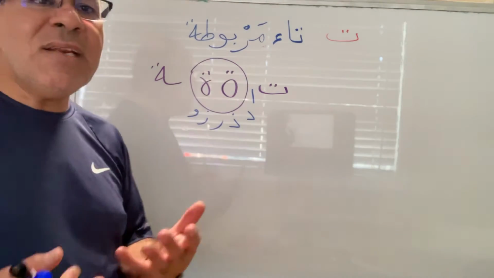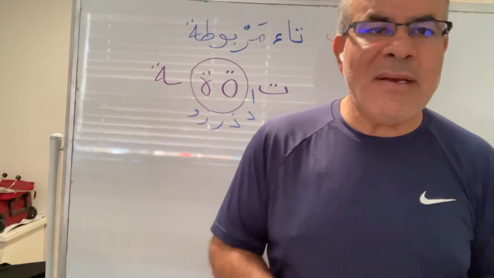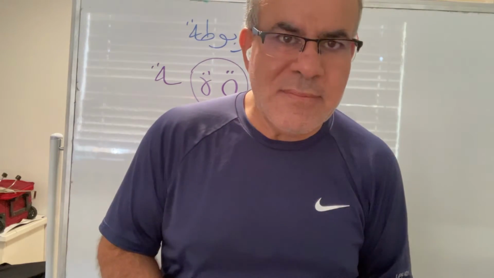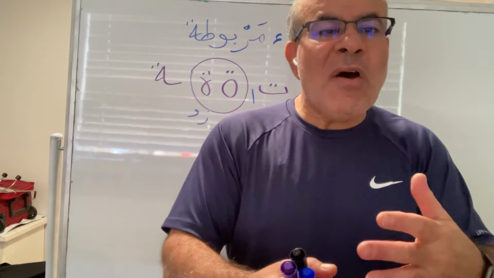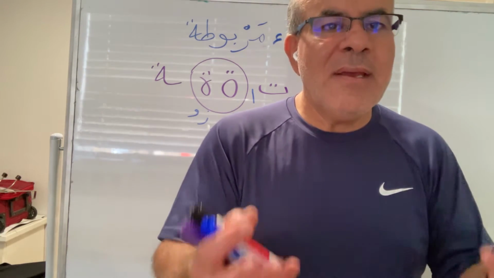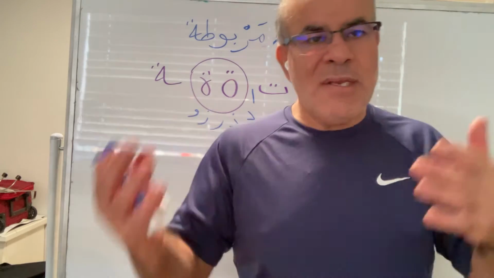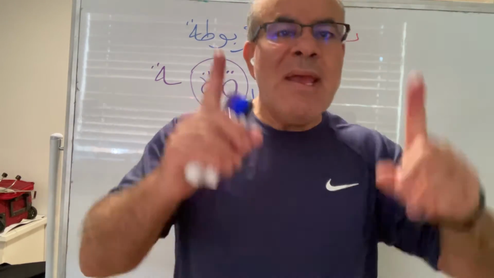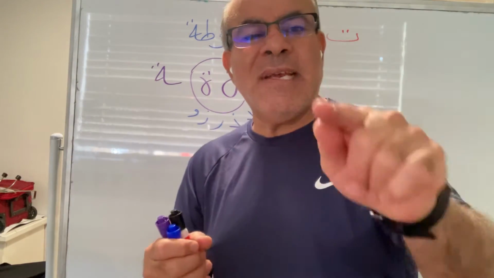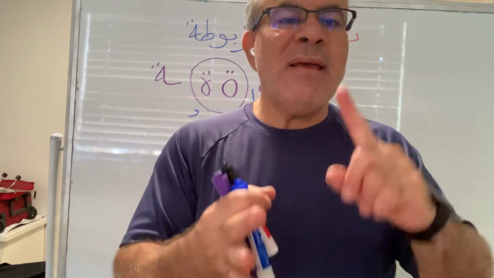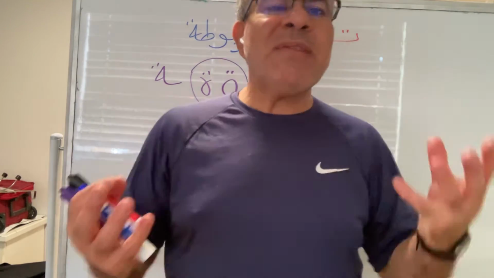Ta marbuta is the sign of the feminine noun, meaning that if the noun ends with ta marbuta, that noun is a feminine noun, with the exception of names of men. We will be studying this in the feminine and masculine video. You can review that. But remember, any noun in Arabic that ends with ta marbuta is a feminine noun unless it's a name of a man, like Hamza, Usama, Muawiyah.